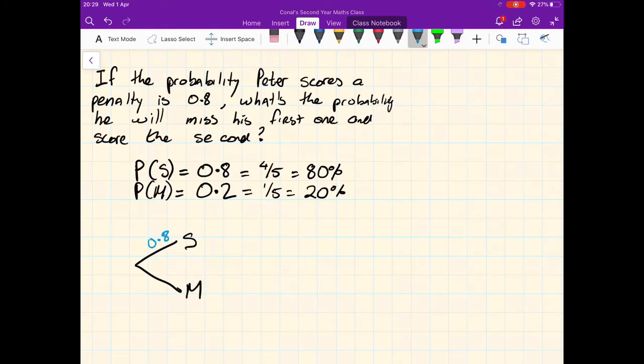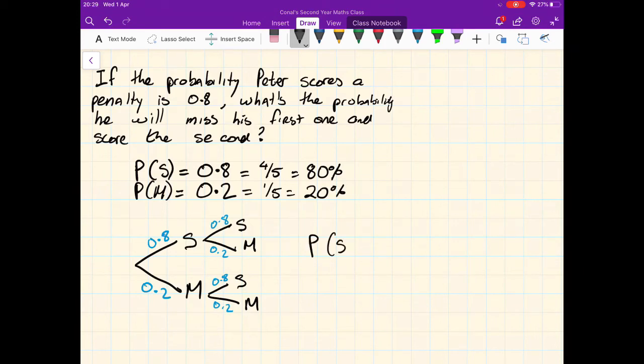So, first off again, we split the event. He can score or he can miss. The probability that he scores is 0.8 and the probability that he misses is 0.2. He takes a second penalty. He can score or he can miss. And again, if he misses, he takes the second penalty. He can score or he can miss. And we're saying that these are independent events because his confidence isn't affected regardless whether he scores or misses. He's not more or less likely to score depending on what he did in the last one.